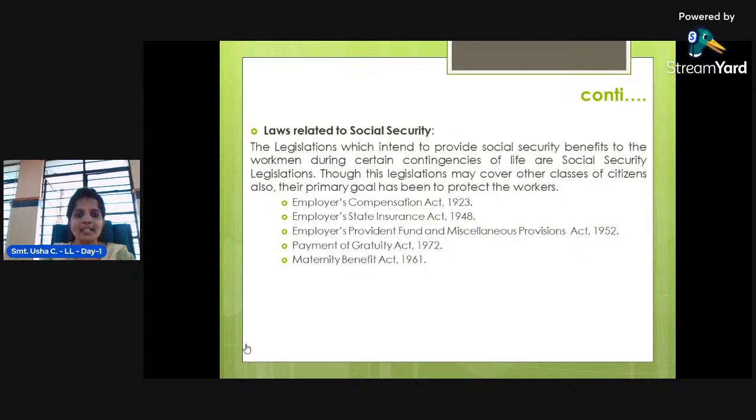Let us understand what this includes. First, the Employees Compensation Act of 1923, the Employees State Insurance Act of 1948, the Employees Provident Fund and Miscellaneous Provisions Act of 1952, then the Maternity Benefit Act of 1961. These are the individual acts. We will discuss in detail all these laws under the five heads, that is protective laws, regulative laws, welfare laws, wage laws, and social security laws, one by one later.